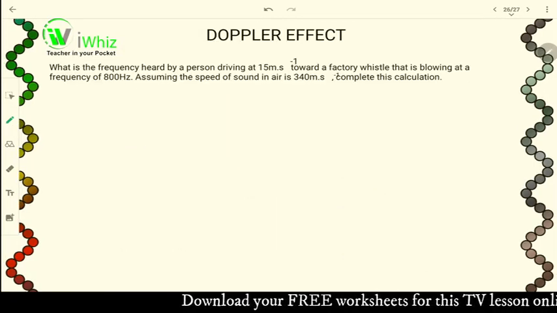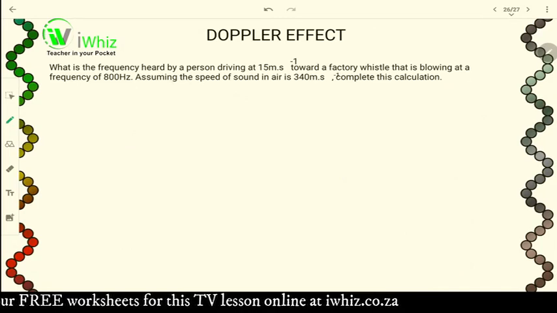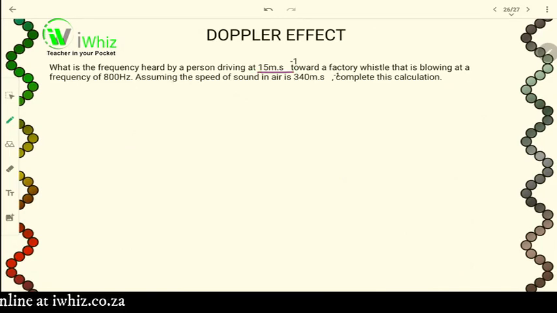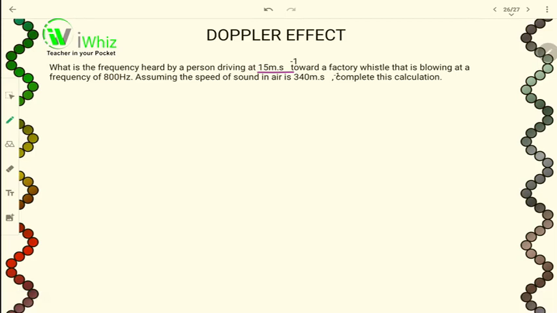In this example, it says, what is the frequency heard by a person that is driving 15 meters per second towards a factory whistle that is blowing at a frequency of 800 hertz? Assuming the speed of sound in air is 340 meters per second, complete this calculation. The first thing we need to see is what is asked of us. We need to decide what is going to be that whistle sound that we hear when we're moving towards it, so the frequency that is heard by the person driving towards the factory.